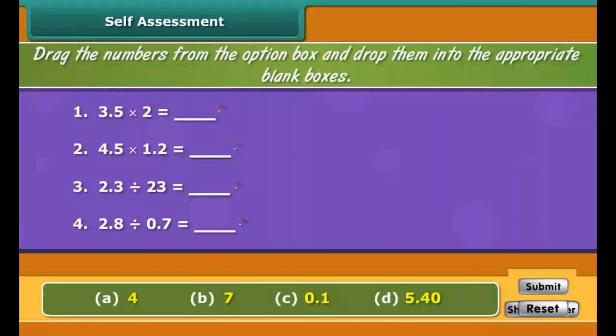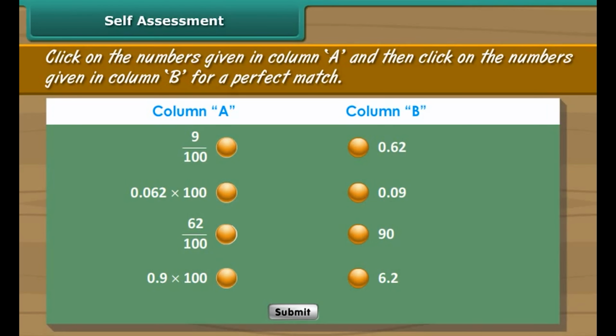Self-assessment. Drag the numbers from the option box and drop them into the appropriate blank boxes. Self-assessment. Match the following by dragging the buttons to the appropriate options.